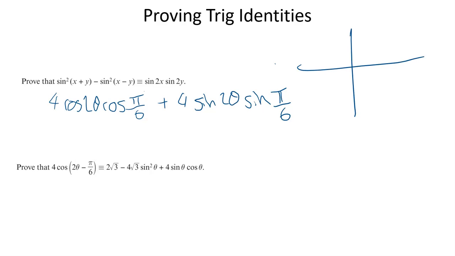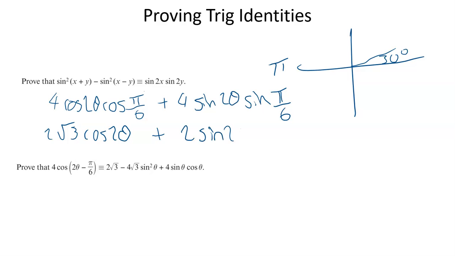And of course, we can work out what cos pi over 6 is. I always have to draw it to remind myself. So if that's pi, then pi over 6 is the same as 30 degrees, because pi over 3 would be 60, and 3 times 60 makes 180. Yes. So cos of 30, I believe, is root 3 over 2. 4 over 2 is 2, so 2 root 3 cos of 2 theta, plus, and sine of 30, or pi over 6, should be a half, so that's going to be 2 sine 2 theta.